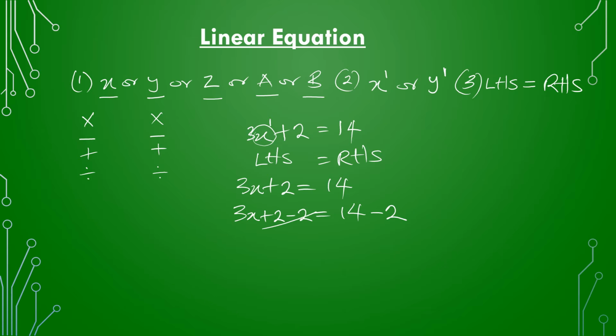From here, these 2 will cancel out. You have that 3x is equal to 14 minus 2, which is 12. Because we want to solve for x, we divide both sides by 3. We divide the left-hand side by 3, and we also divide the right-hand side by 3. This 3 will cancel out. We have that x is equal to 12 divided by 3, which is 4. So this is the meaning of when we say anything done to the left-hand side will also be done to the right-hand side. So let's move on to solve practical examples so that you can get the big picture.